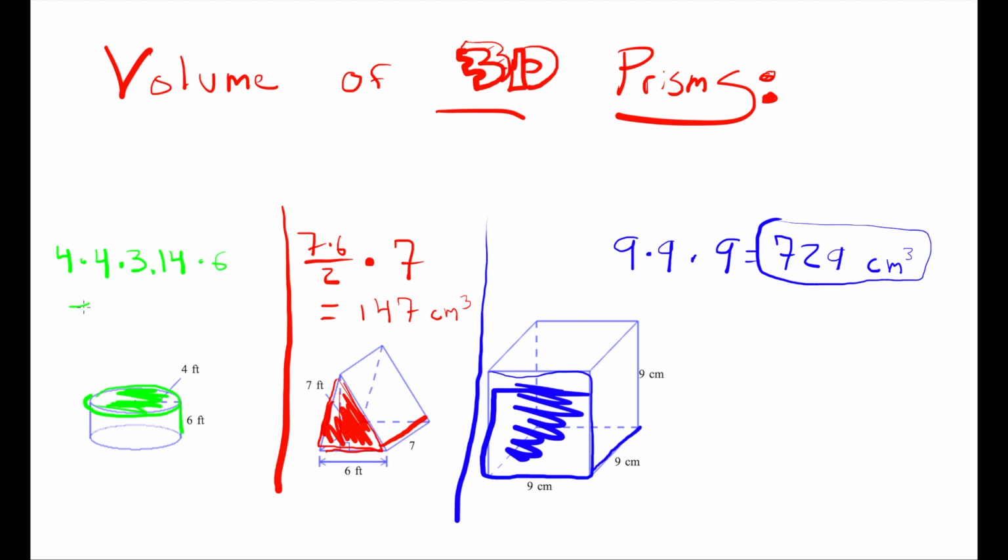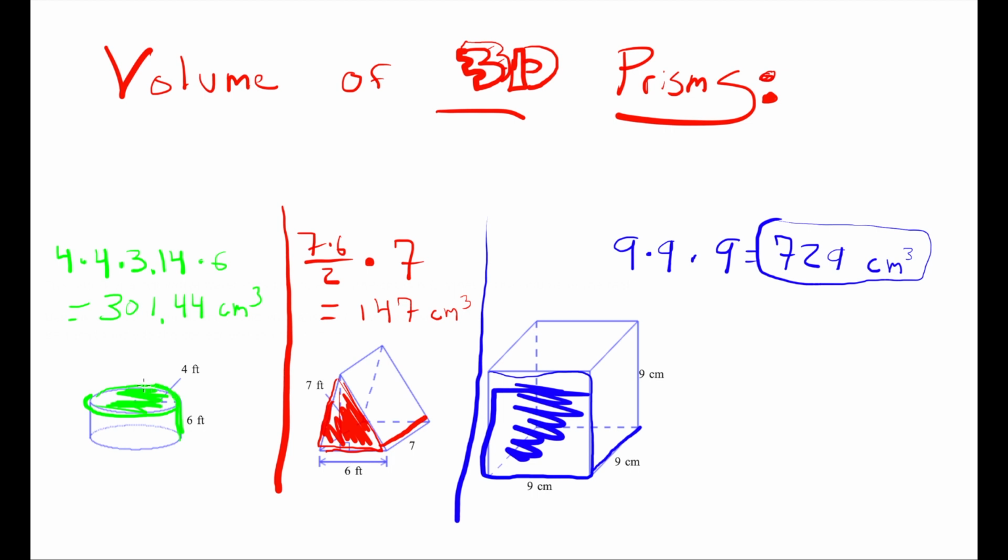And you put all that together, 4 times 4 times 3.14 times 6, and we get 301.44 cubic centimeters. Volume is actually pretty easy for three-dimensional shapes. Once again, it's the area of the base multiplied by the height.